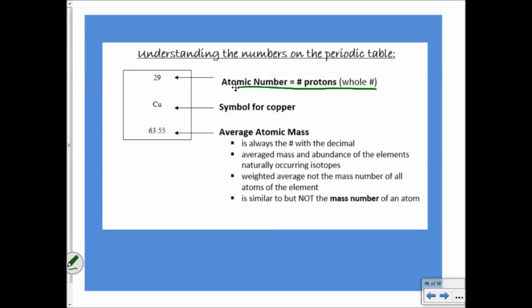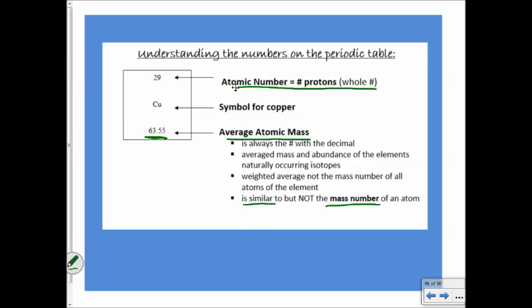The decimal number is always the average atomic mass. Now the average atomic mass is slightly different than what we would say a mass number is. The average atomic mass is a weighted average of all the isotopes of that particular element. Whereas if I'm giving it a mass number, I'm talking about one particular atom in that group. So mass number is on an atom. The average atomic mass is for all the atoms of that element. So it's similar to, but it is not the mass number.